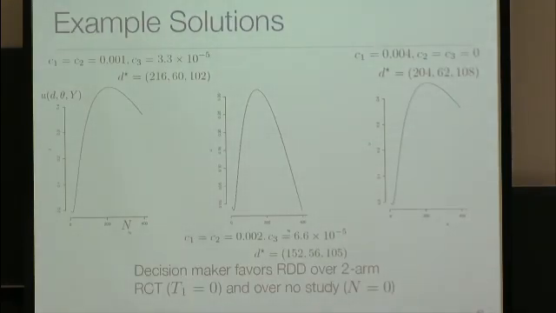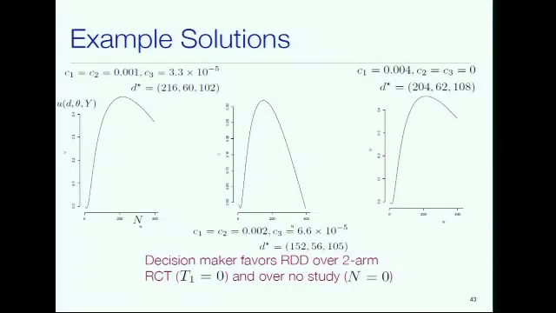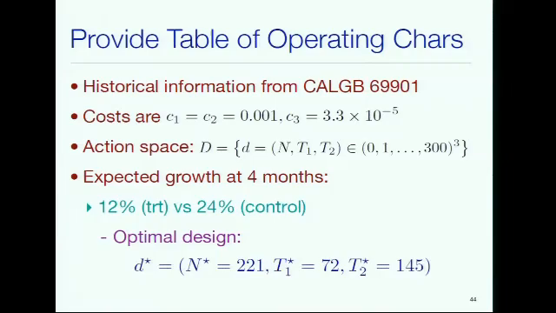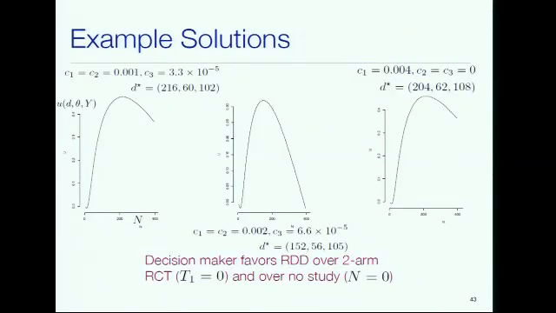And some example solutions over here. This would be taking the historical information from the Cancer and Leukemia Group B study that I mentioned early on, told you about. We have tumor measurements from that study. We use those with this Gompertz model and simulated a new study, a future study, to pick the optimal design using various values of costs.